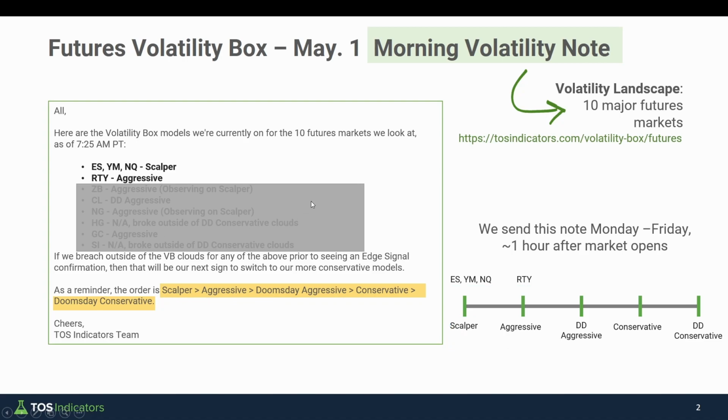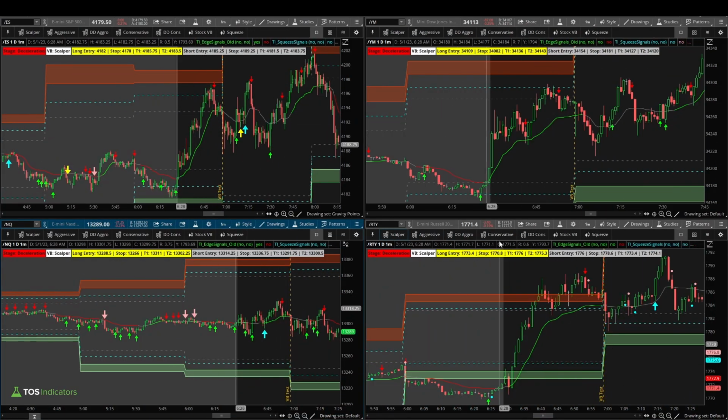Let me show you how this looks on the charts. Here's all 4 of the major futures markets. And remember, we're looking at the volatility 30 minutes after the market opens. That gives us basically 1 full hour's worth of volatility where this yellow line is. And we use that to make a good sense of what the volatility is currently looking like.